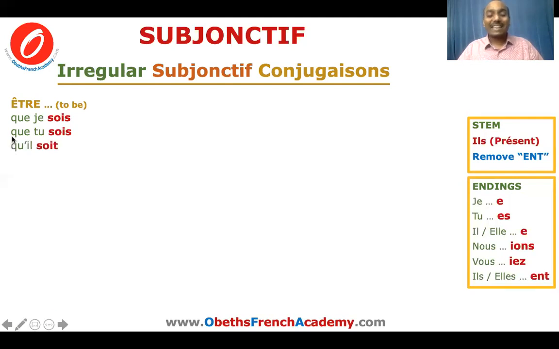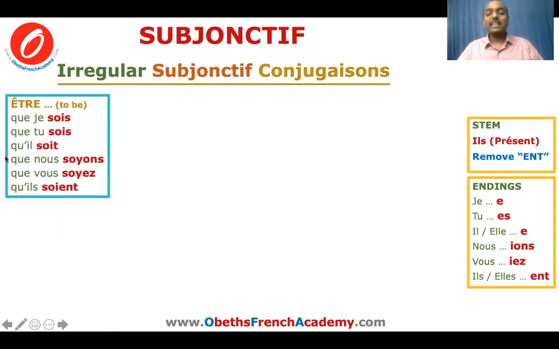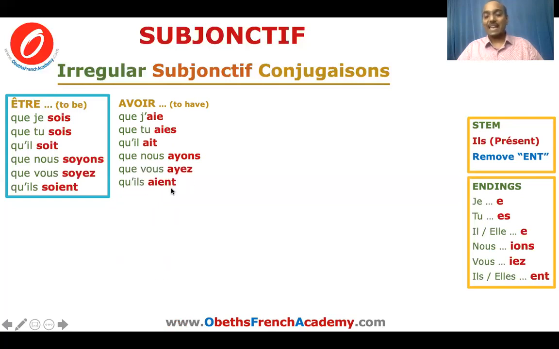So, qu'il soit, that he might be, que nous soyons, that we might be, que vous soyez, that you might be, qu'ils soient, that they might be. So this is what you need to remember when you want to conjugate the verb être in subjunctive. Let's check out avoir. It is que j'aie, que tu aies, qu'il ait, que nous ayons, que vous ayez, qu'ils aient.